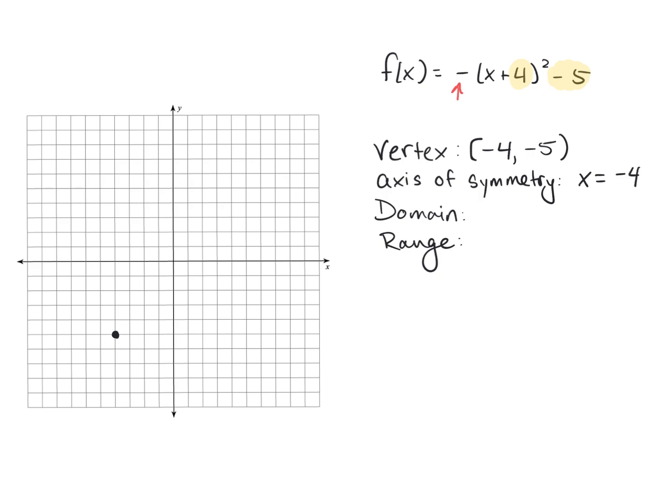So I had to deal with negative 4, so I'm going to plug in, let's say, negative 5 to help me get my next point. So let's do that. F of x is equal to negative, parentheses, negative 5 plus 4 squared minus 5.